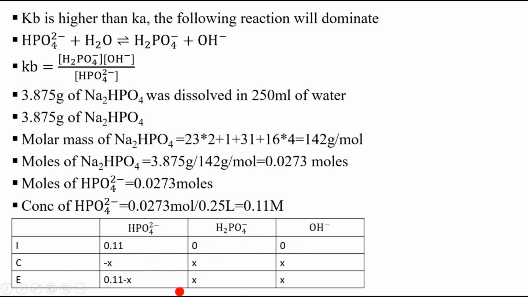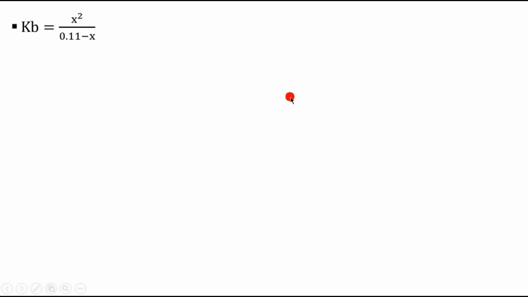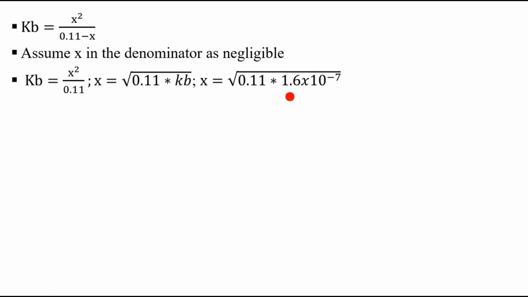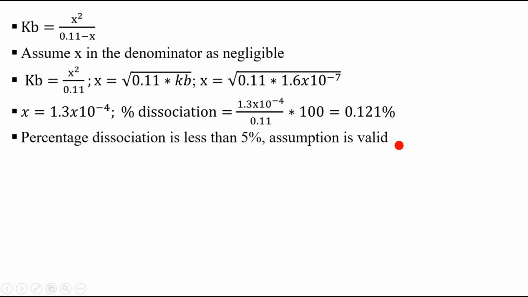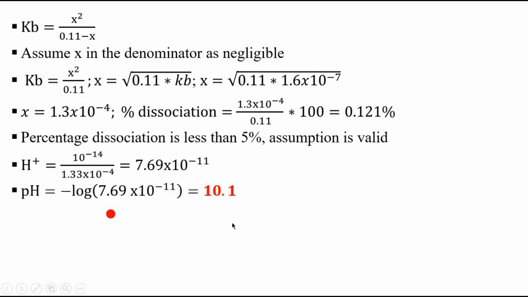Then we determine which amount of hydroxide will be obtained after the dissociation. This is the Kb that we use, assuming the denominator is negligible. So the percent dissociation is equal to 0.1, and that means the assumption is valid. The percentage dissociation is less than 5%, so the assumption is valid. Then X is the hydroxide, which is equal to 1.3 times 10 power negative 4, the dissociated hydroxide. For us to get H plus, we take 10 power negative 14 divided by the hydroxide, then you get this one. Then the pH will be negative log of X, which is equal to 10.1.